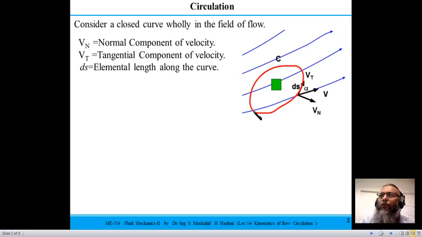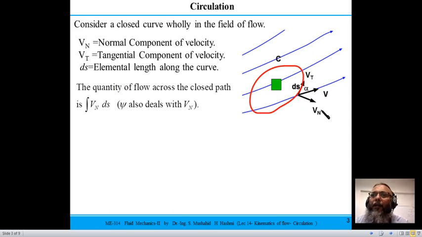Let's say on this closed contour, this closed curve, we are just considering a differential length. The flux coming in and out of this closed contour deals with the normal component of the velocity. What is the role of the tangential component? That is important, because there is no flux coming out in the tangential direction. Whatever fluid is within this contour stays there. Only the fluid coming out of this contour is in the normal direction.